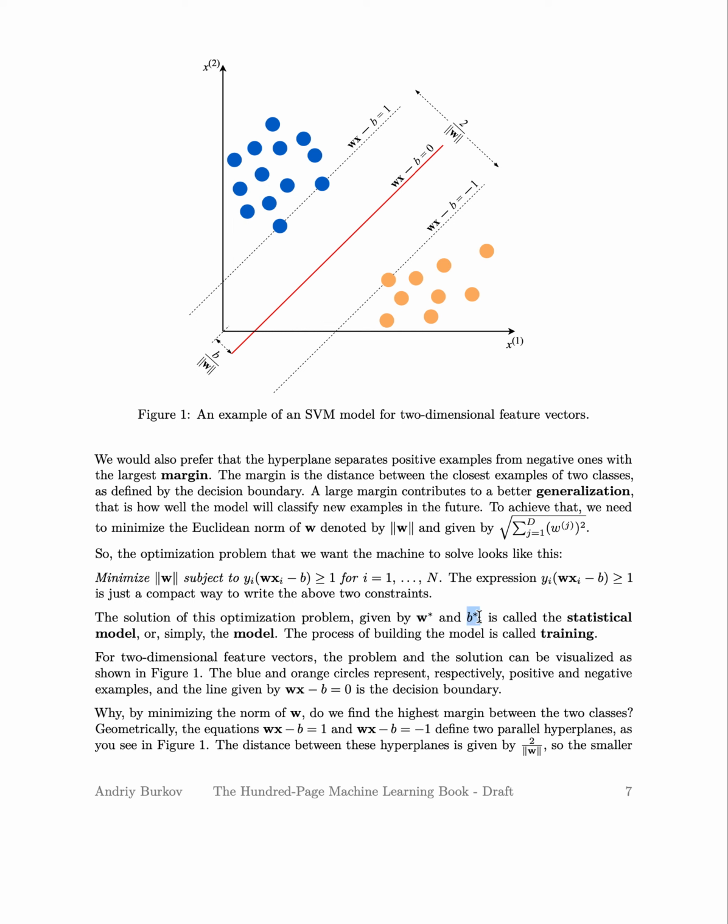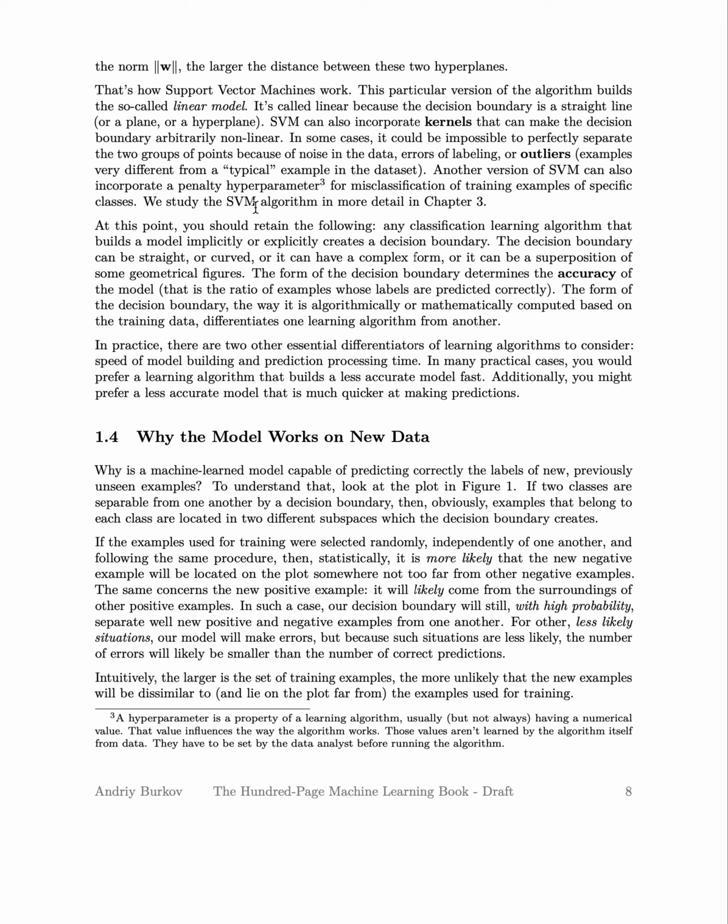Finding these optimum or best values for the model, this whole process is called the statistic. So this whole process itself is the model, and the process of building the model is training. So this is how an SVM, or support vector machine, works. We will study this SVM in more detail in chapter 3.